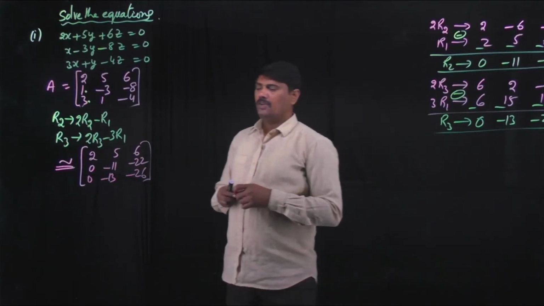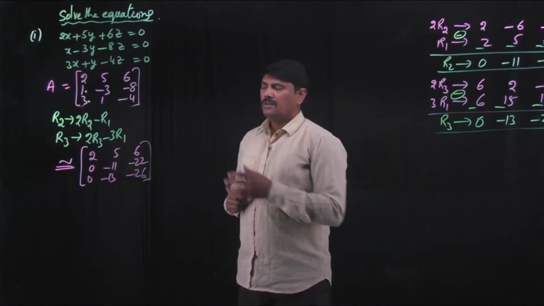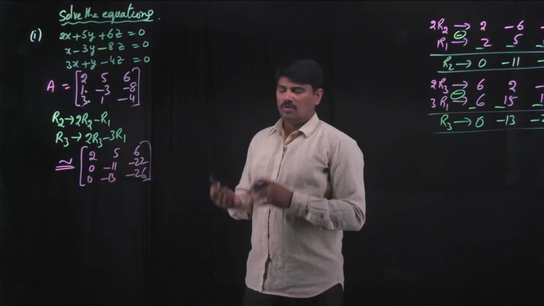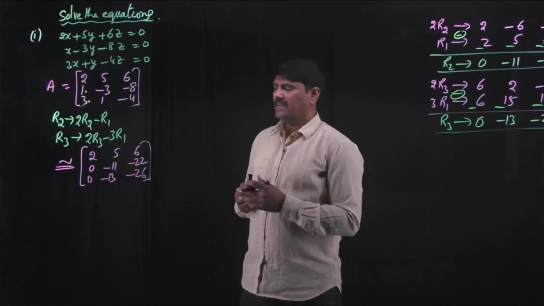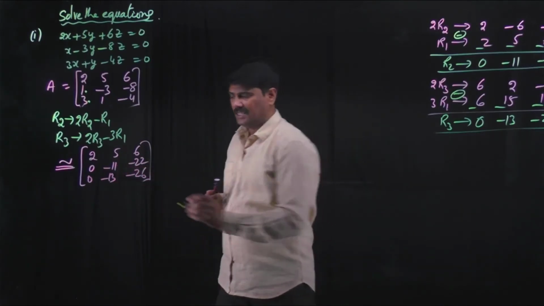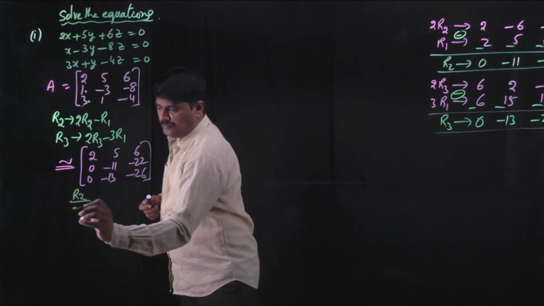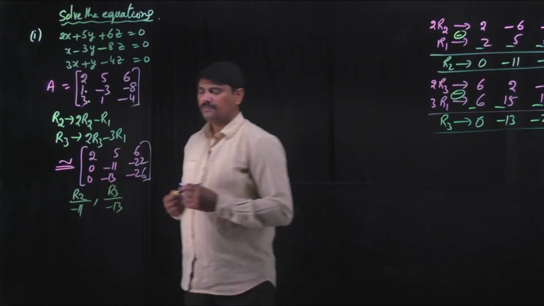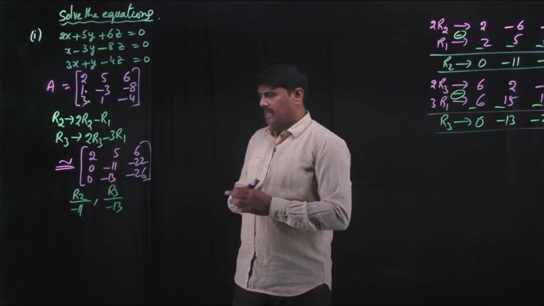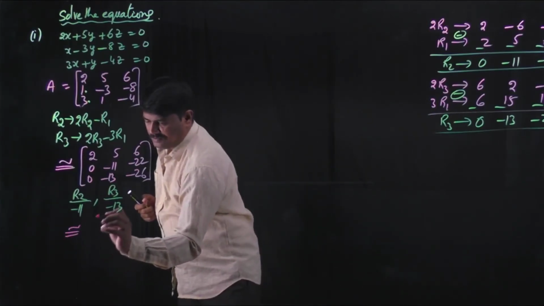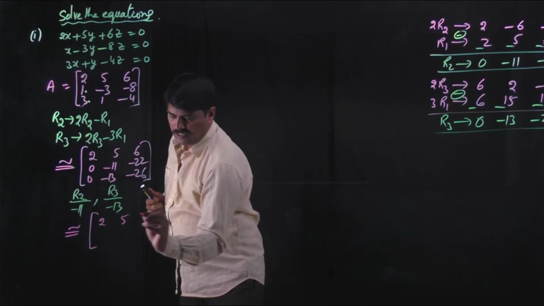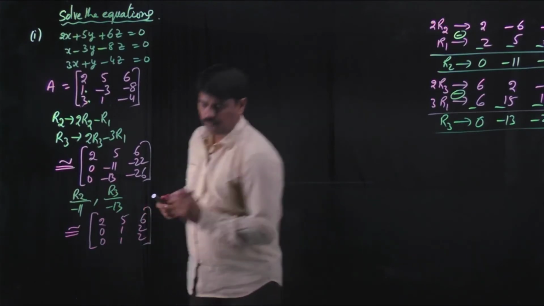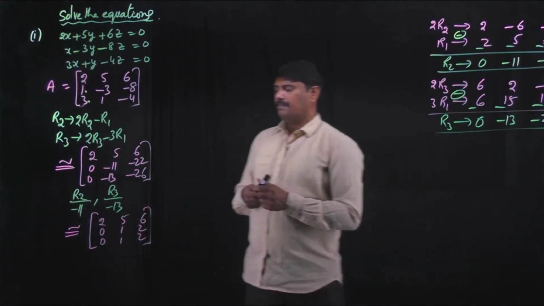So in finding rank, you can use another row operation. Each row you can divide by a number. Here, the second row and third row, you can make simpler by dividing the second row by minus 11 and the third row by minus 13. So to get easier numbers, R2 divided by minus 11 and R3 divided by minus 13. So for the next step, the elements are like this. R1 remains the same, 2, 5, 6, 0, 1, 2, 0, 1, 2. So that is the next step.